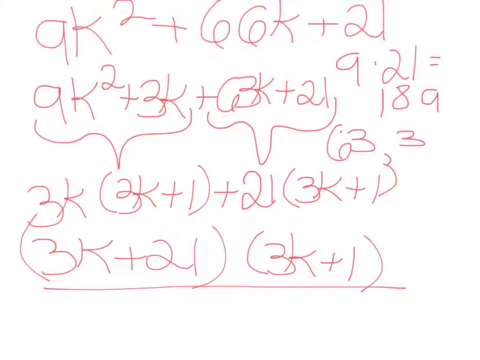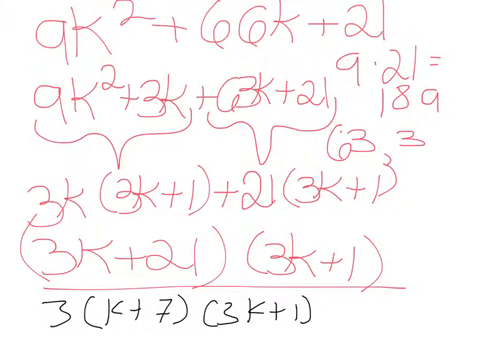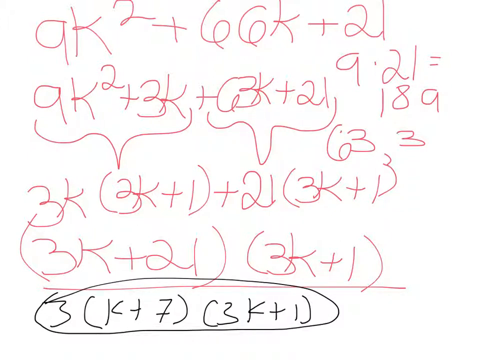Very nice work on this problem. Just one thing I think I mentioned on a couple of other ones. 3k plus 21 actually has a common factor of 3. So I'm actually going to take out a 3, leave behind a k plus 7, and then leave behind 3k plus 1. And that's actually going to be my totally simplified and factored final answer. Really nice work in this problem.